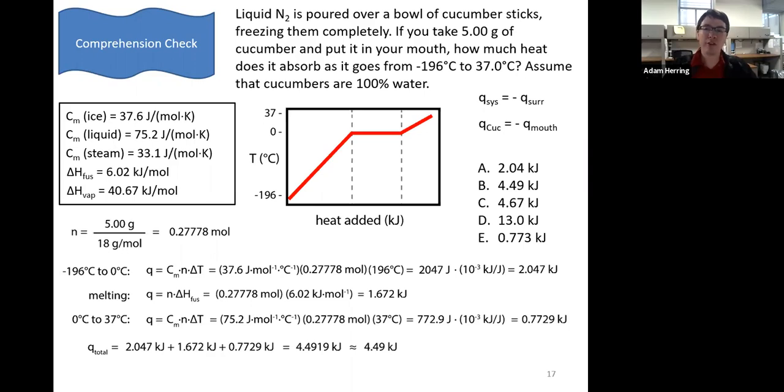Again, if we wanted to determine the energy that was given off by your mouth, that would be equal to the negative of the energy that was absorbed by the cucumber. And so we would have the same value, but different signs.